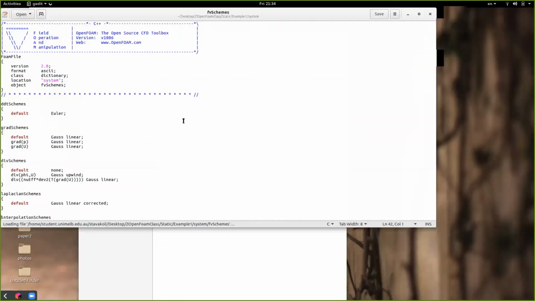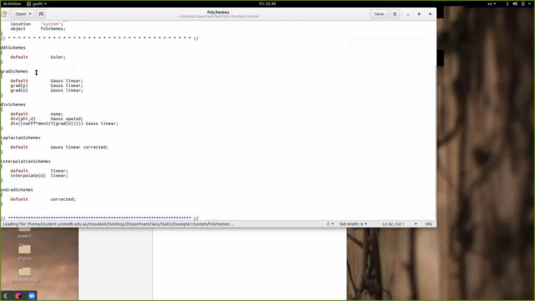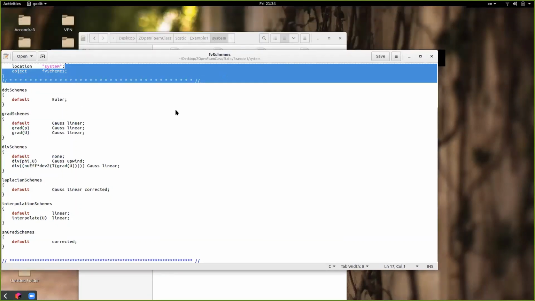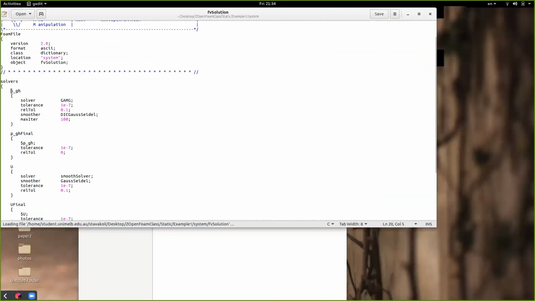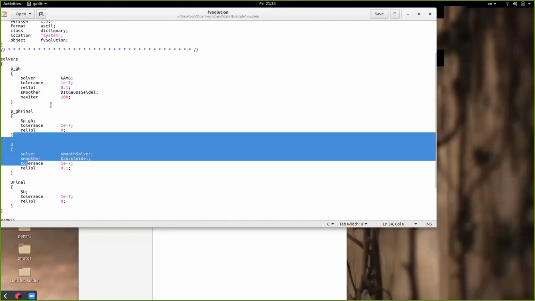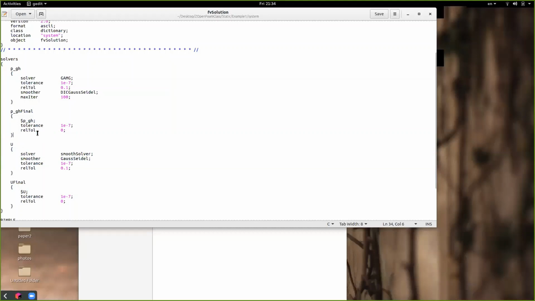For FV schemes and FV solution, you can use different schemes for the discretization of different terms, the transient terms, the Laplacian terms. They're just numerical techniques, and with your CFD knowledge, you can use whatever you want. And you have the methods for solution of the problem. As you see, you have both pressure and velocity field. These are the two fields that are going to be solved, pressure and velocity.